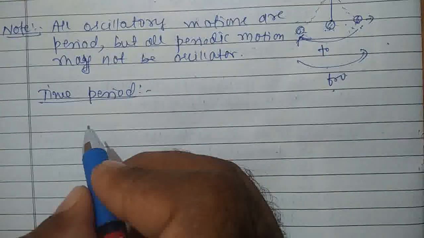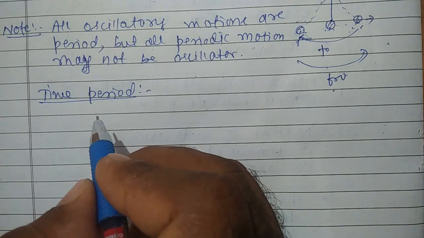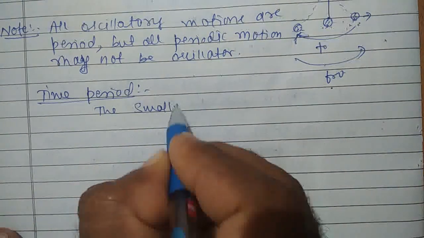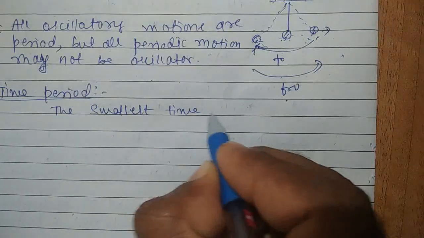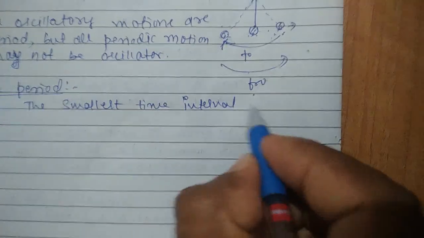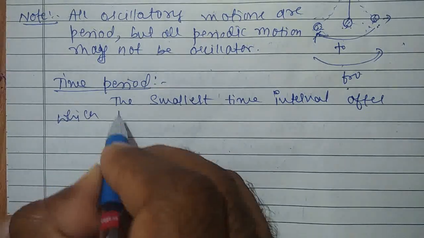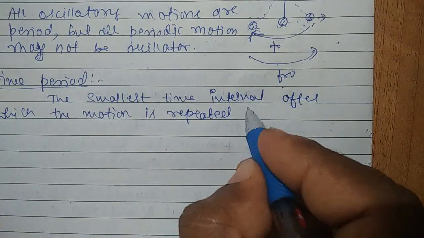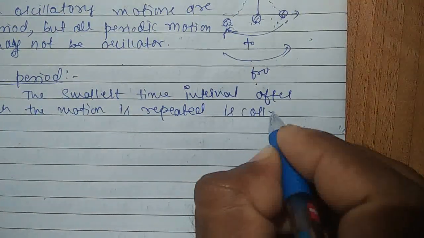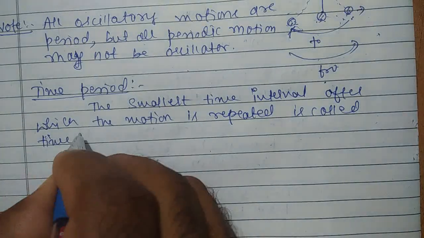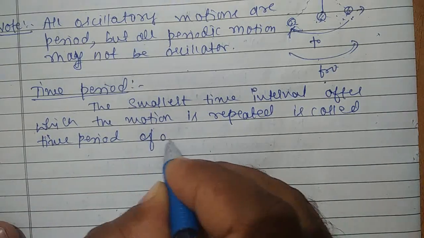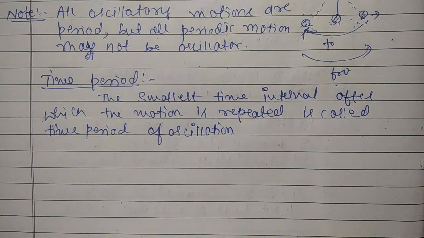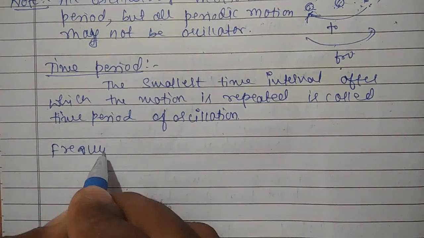Now let us understand what is meant by time period of oscillation. These are the terms or definitions related to oscillatory motions. The first one is time period. Time period can be defined as the smallest time interval after which the motion is repeated. That is called the time period of oscillation.